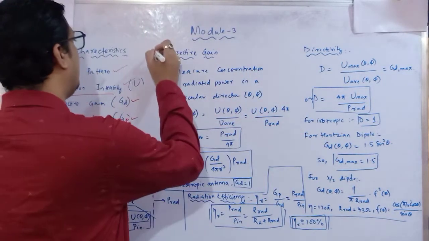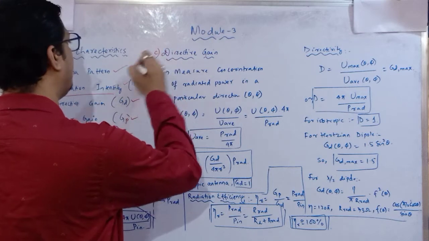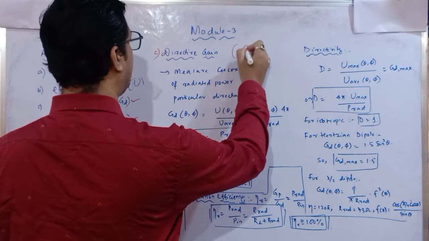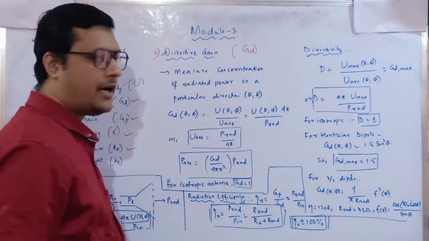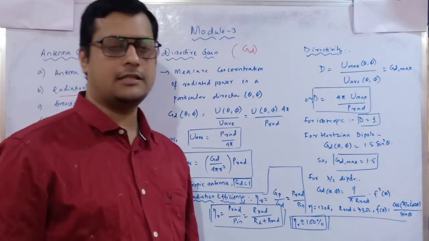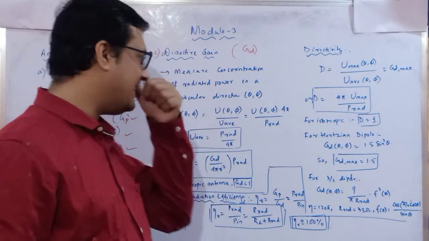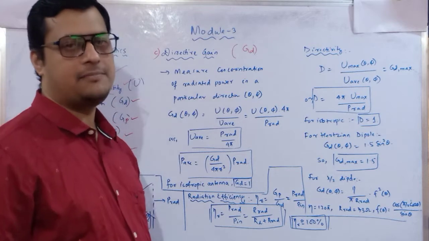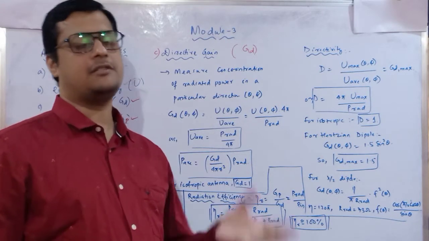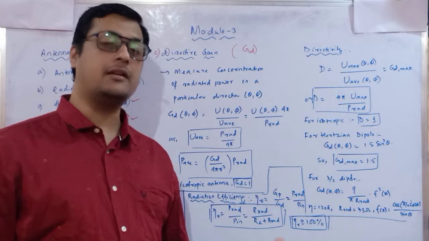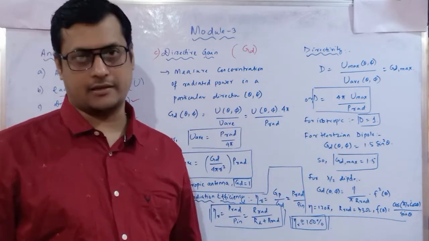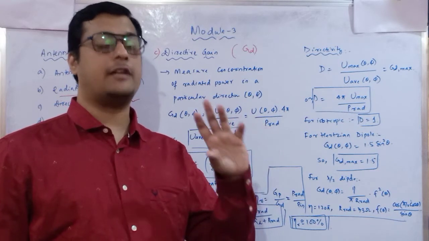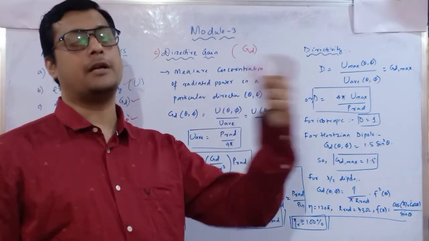So the first one is our directive gain, that is the third one. This directive gain is indicated with G suffix D, okay, and power gain is indicated with G suffix P, capital P. So now what is directive gain? Directive gain is basically a parameter which measures the concentration of radiation in a particular direction. It will identify the concentration of that radiating field in a particular direction.